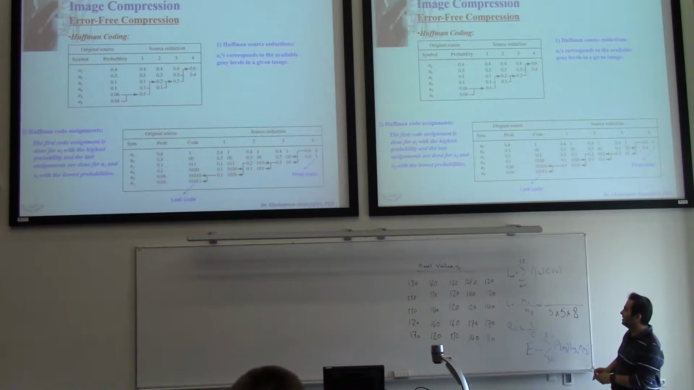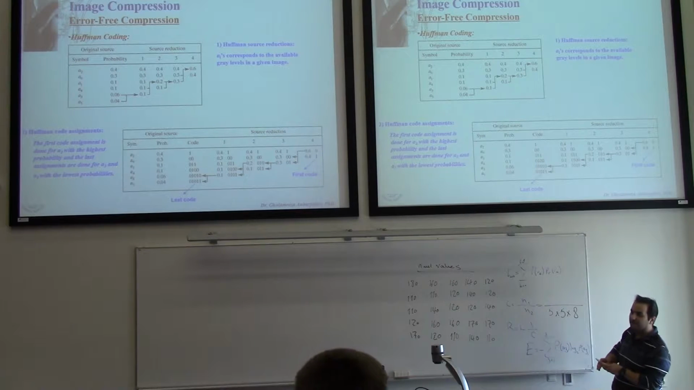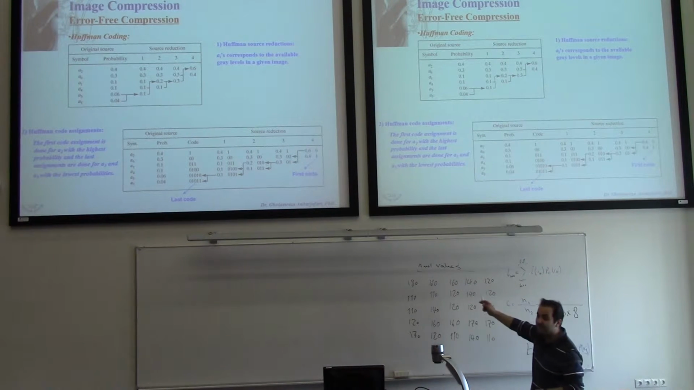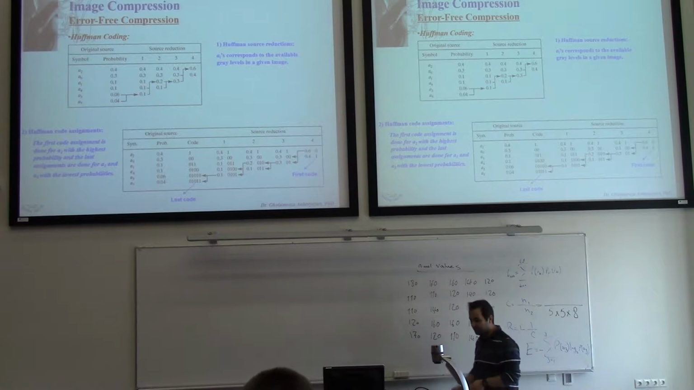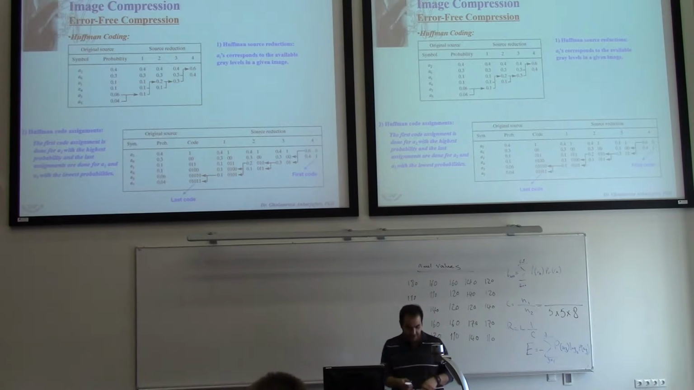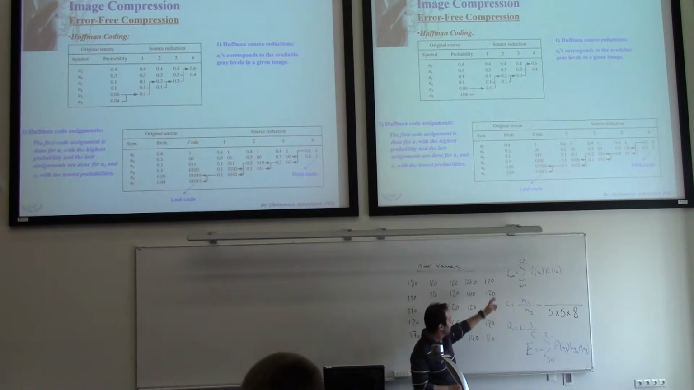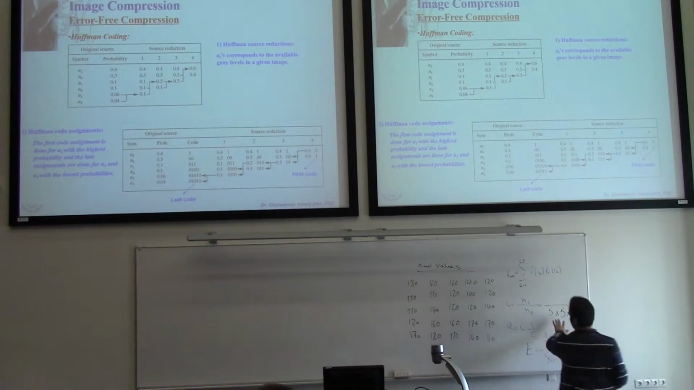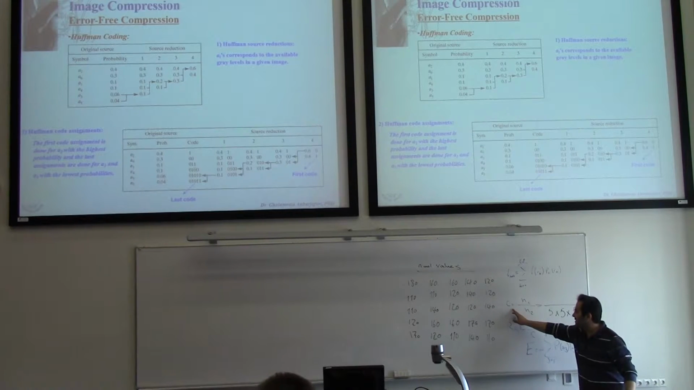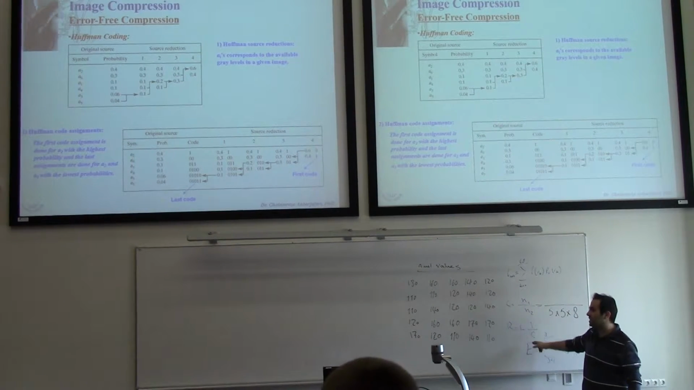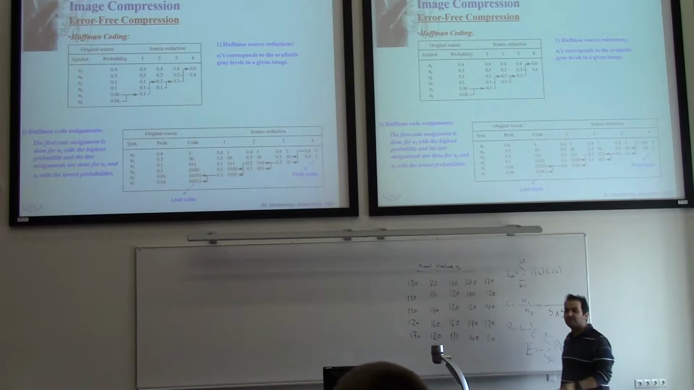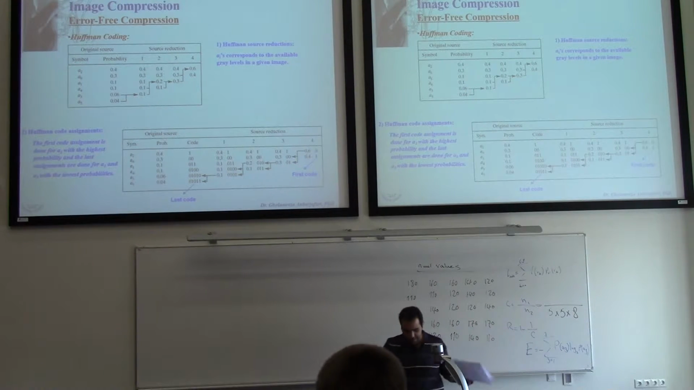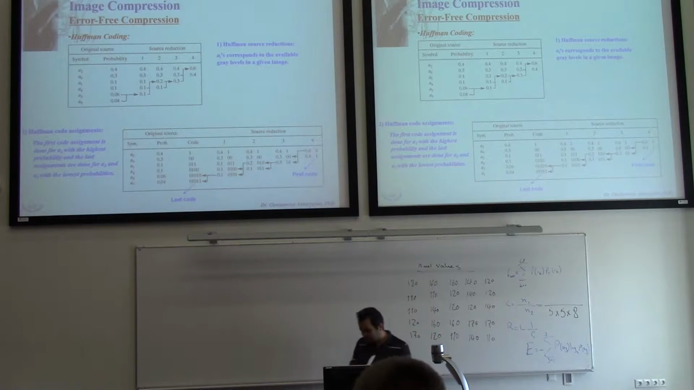You have to find this for the 8-bit image, because this is originally an 8-bit image. And you have to find this and finally find the compression ratio, and with the compression ratio you can find how much data redundancy we have in the image. Okay, let me do it.